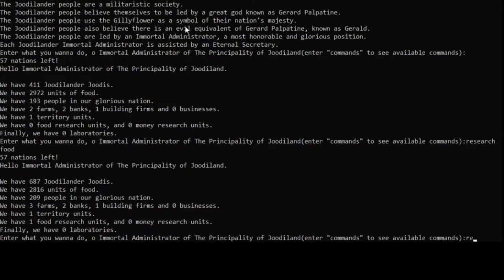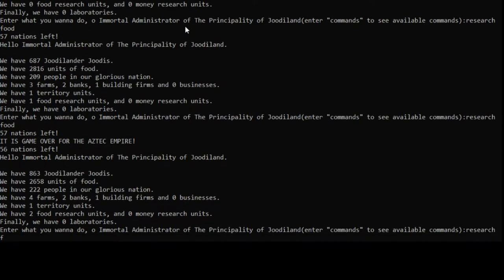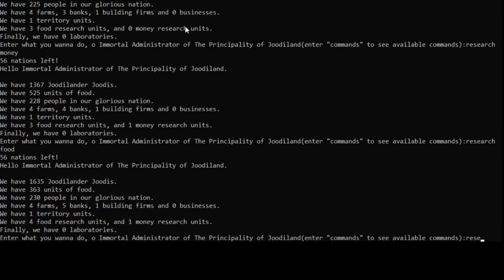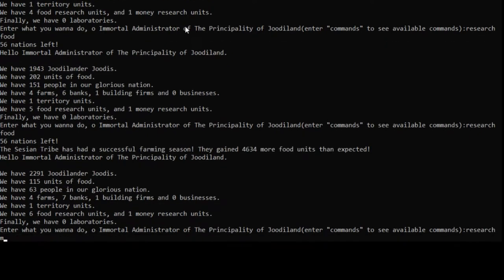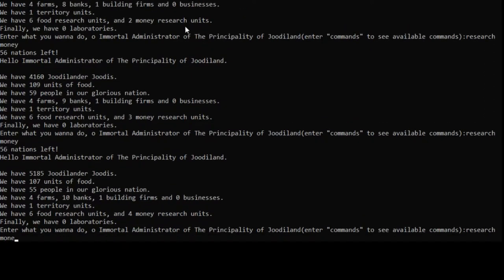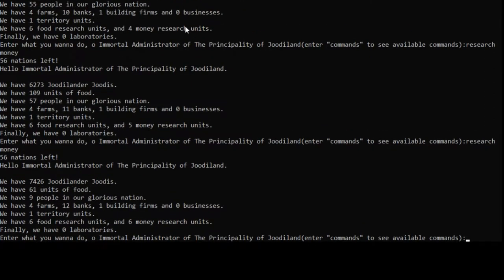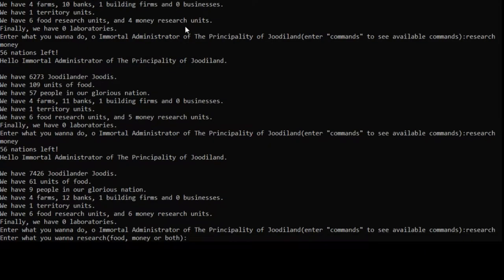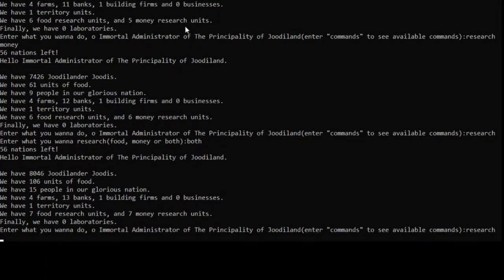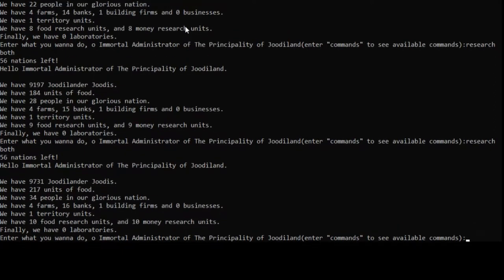As you can see, we can also research food without having to enter things twice, and this also works for money. So let's just go into level 6 food and level 6 money, and I'll show you another command that's present. Research money. Okay, now that we have research food and research money, so that we can actually see what we can do, we can now research both as well, just to make things a bit easier. So, okay, research both. Now I can just keep entering this, you know.